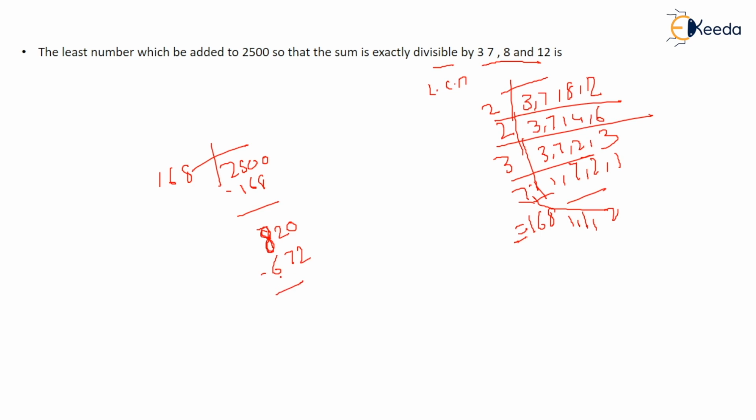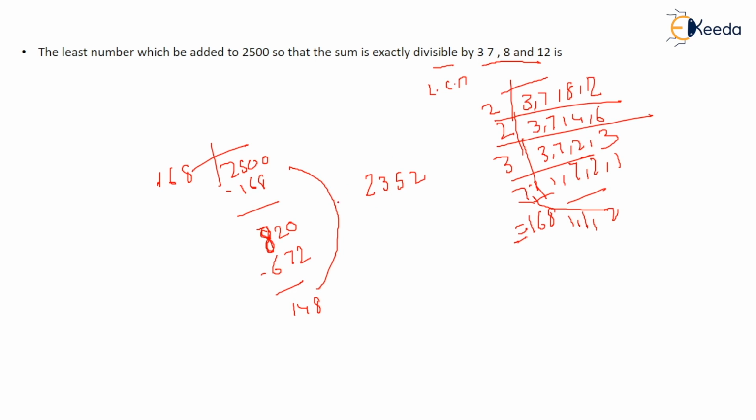5. Let's check. 5 goes beyond. 6 is the right answer. 820 minus 672, 148 extra it is coming. Right. So if you subtract 148 from this, what do you get? You get the last number which was divisible by this. Okay, 168. So 2500 minus 148, you will get 2352. So 2352 was the last number that was divisible by 168.